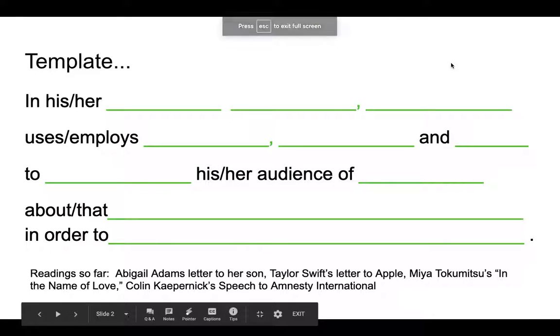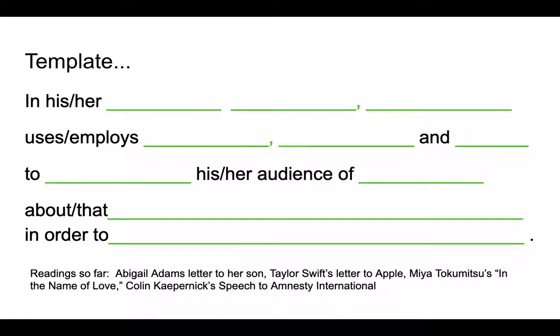In class, we're going to begin by going back to the SOAPSTone template, and we're going to use it to create a SOAPSTone statement for Langston Hughes' "Salvation," which was your reading assignment from last night. As a reminder, with the SOAPSTone, we choose the date of publication and the title of publication, as well as the genre. Date, genre, title of publication.